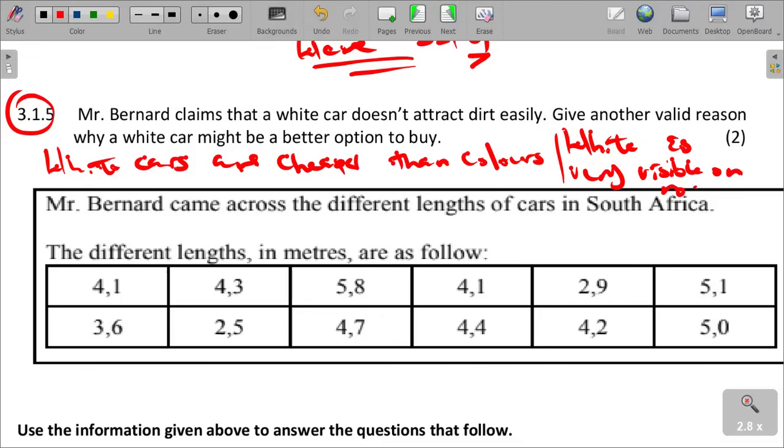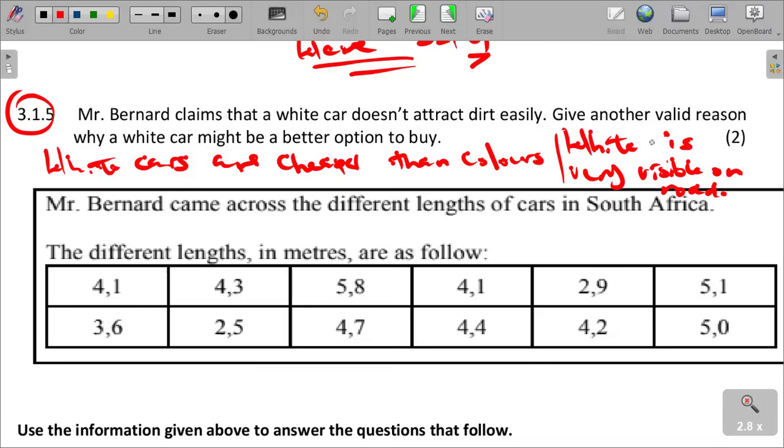It's visible on the road anytime, especially during the night in the dark. It is quite visible on the road. So we can say that can also be the reason why we can talk about buying a white car being better.